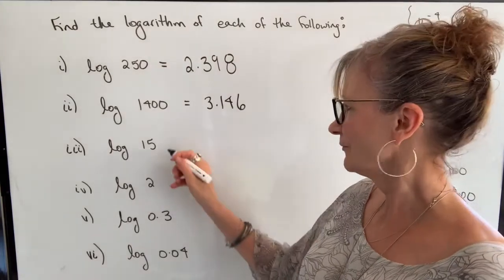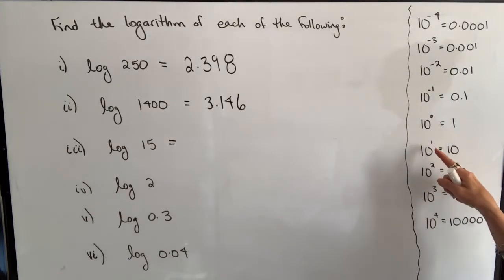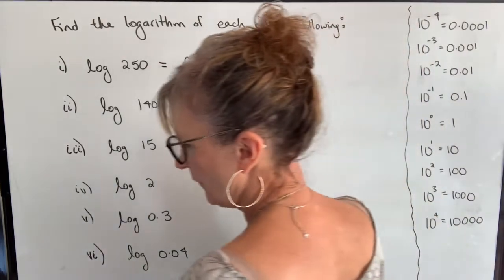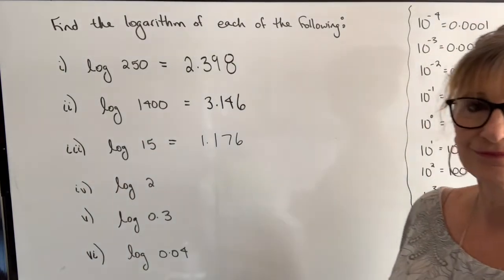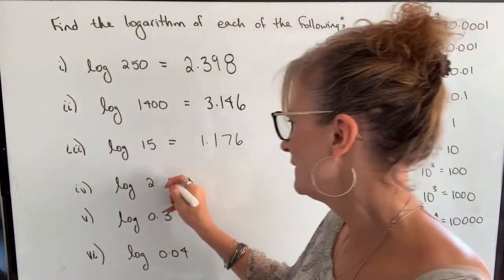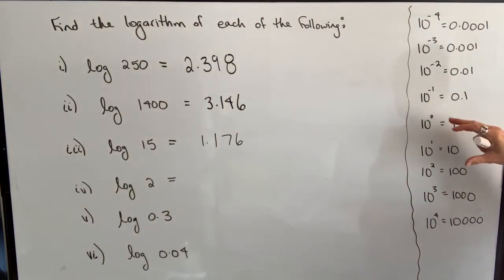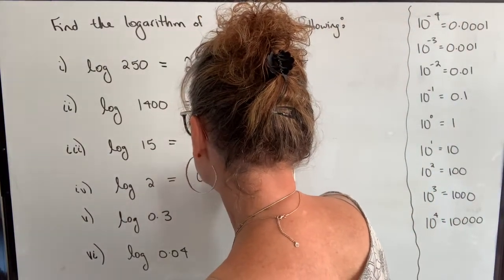Let's continue on. Log of 15. 15 is between 10 and 100, so my exponent, or my log, should be between 1 and 2. Punch it into the calculator, and we get 1.176. Next one, log of 2. Again, let's determine approximately what our logarithm will be. 2 is between 1 and 10, so our exponent should be between 0 and 1. We punch it in and we get 0.301.